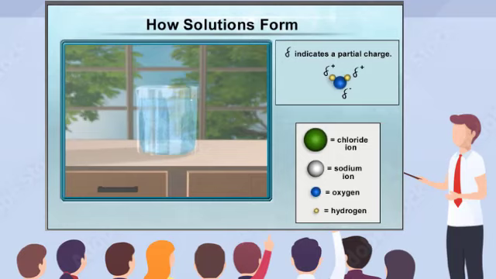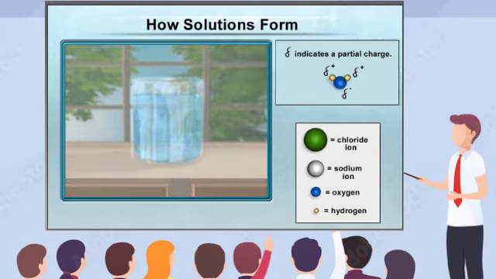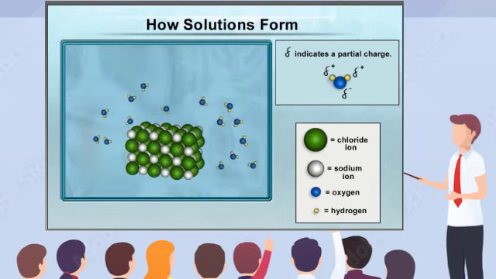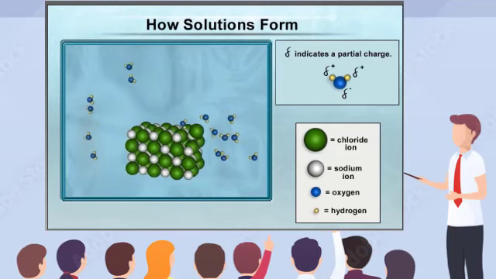Now that you know what solutions are, take a look at how solutions form. This demonstration shows how a solid solute dissolves in a liquid solvent. Here you see a crystal lattice of the sodium chloride solute begin to dissolve when placed in water.